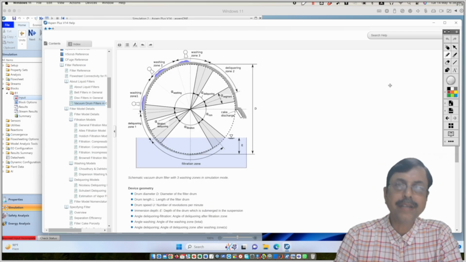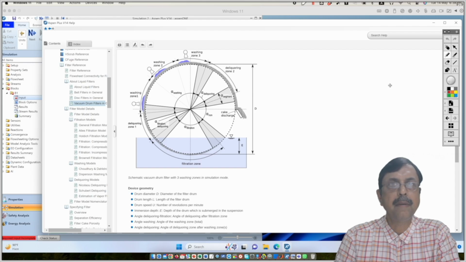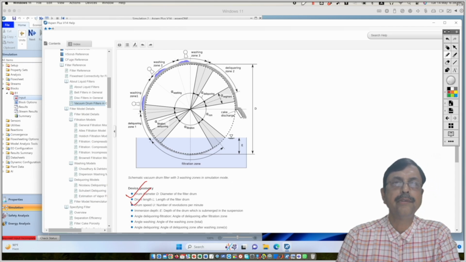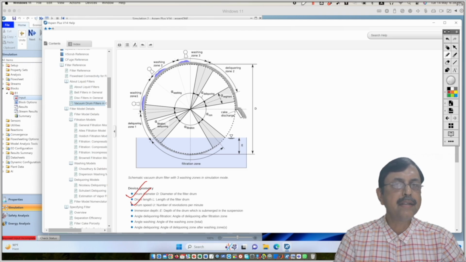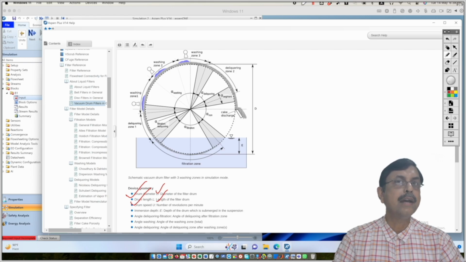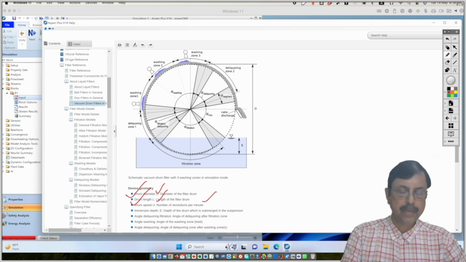And these are a few important parameters of device geometry which are either to be specified or to be calculated or designed by Aspen Plus. For instance, drum diameter and drum length. If it is a simulation case, then we have to provide them and simulate. And if we have to design them, then Aspen Plus will design the drum diameter and drum length based on other requirements that we have posed. Then the drum speed, at which speed the drum rotates.